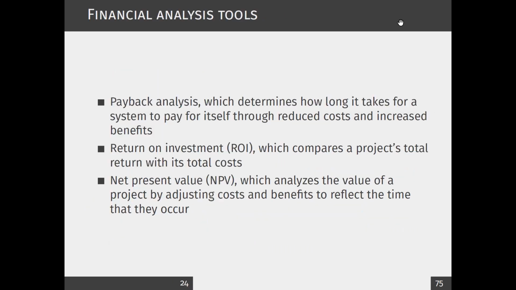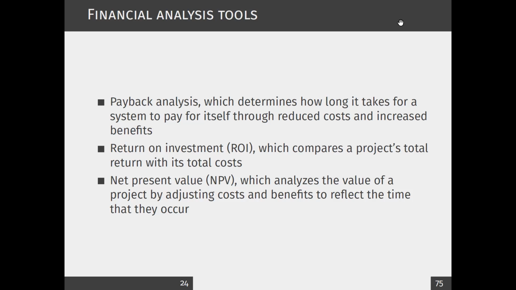Now, to do this, we need some financial analysis tools. There are different ways of analyzing these, and we are going to focus on three things. The first one we call payback analysis, which indicates how long it will take to pay back the costs that you spend on purchasing. The second one we call return on investment, ROI. Again, it compares the total return with the total costs. That is the second one.